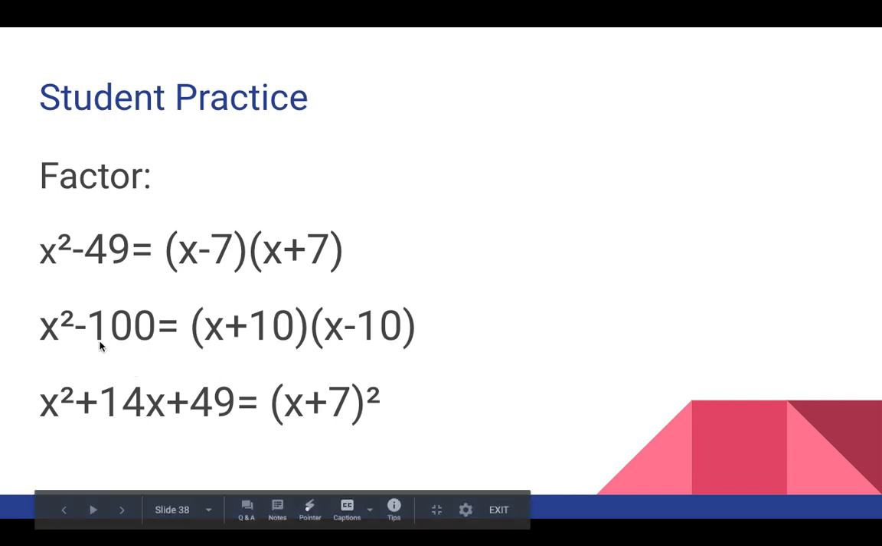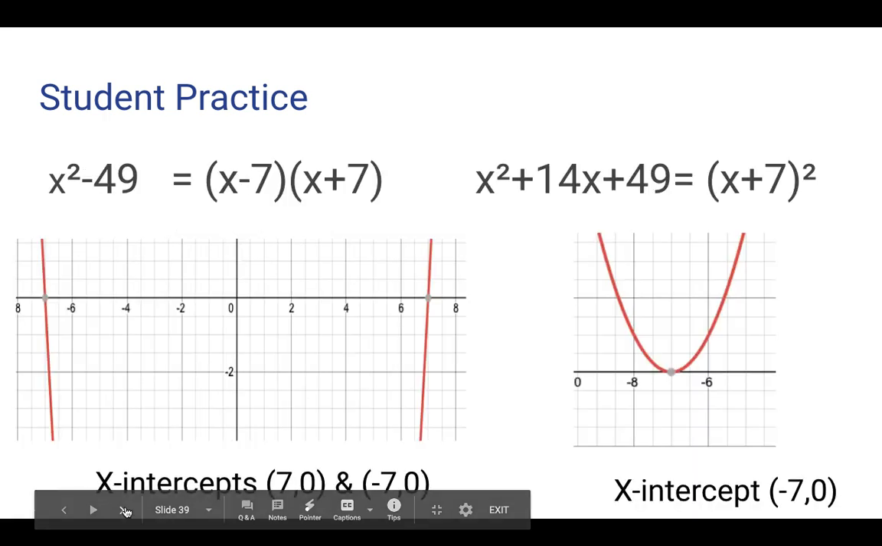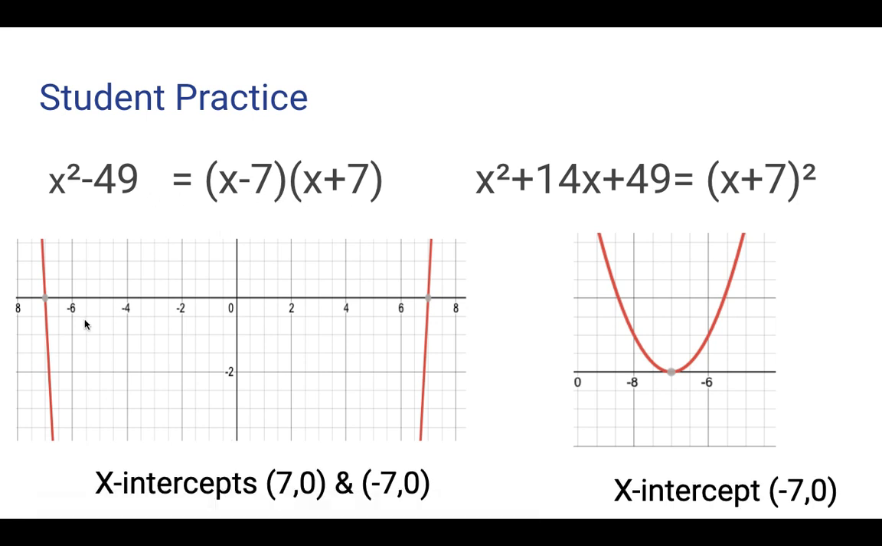And this one is a perfect square trinomial. So the square root of 49 is 7, and 7 plus 7 is 14, so it's x plus 7 squared. If we were going to graph these, you would notice this one, that's the difference of squares, has two x-intercepts at 7 and -7. But this one, which is a perfect square trinomial, has one x-intercept, and that's at -7.